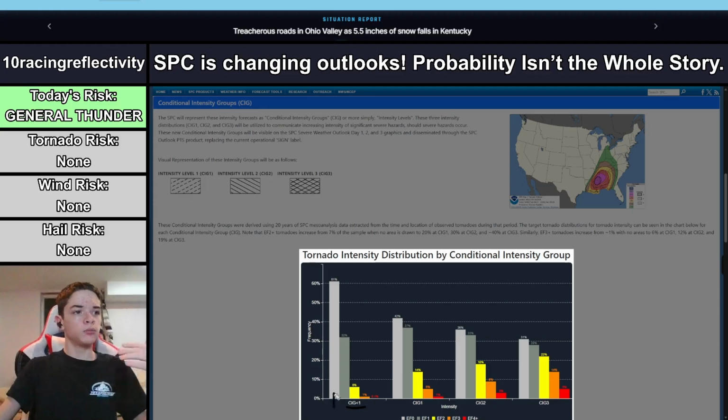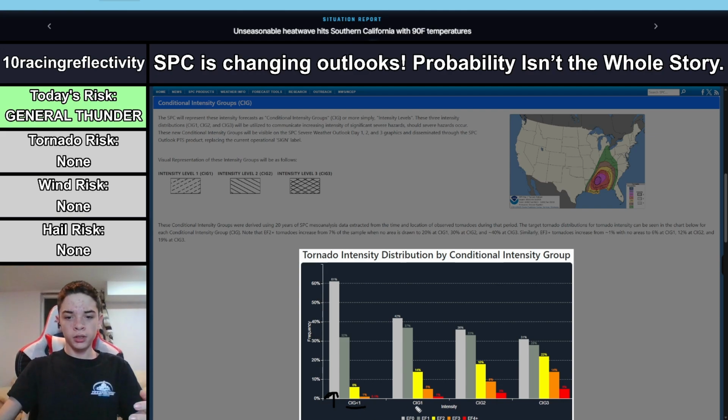This will have a lot more EF0 tornadoes than any of the rest. A bit more EF1 tornadoes. EF2 you'll see rarely, EF3 to EF4 you'll pretty much never see when you have a CIG less than 1.